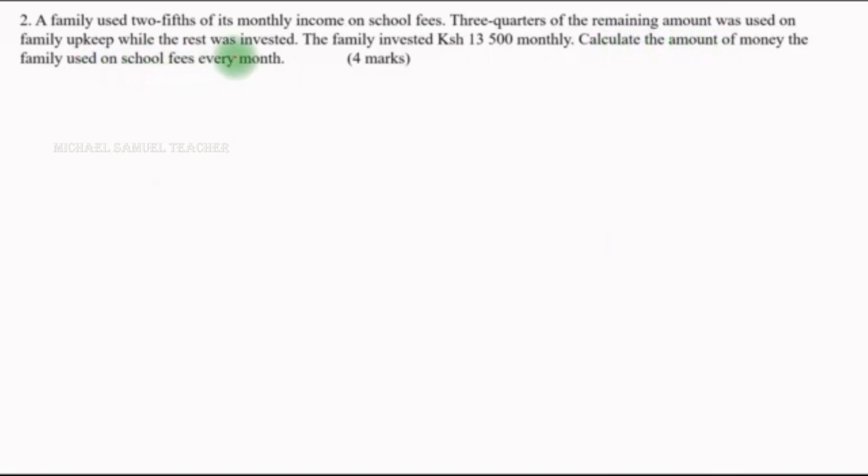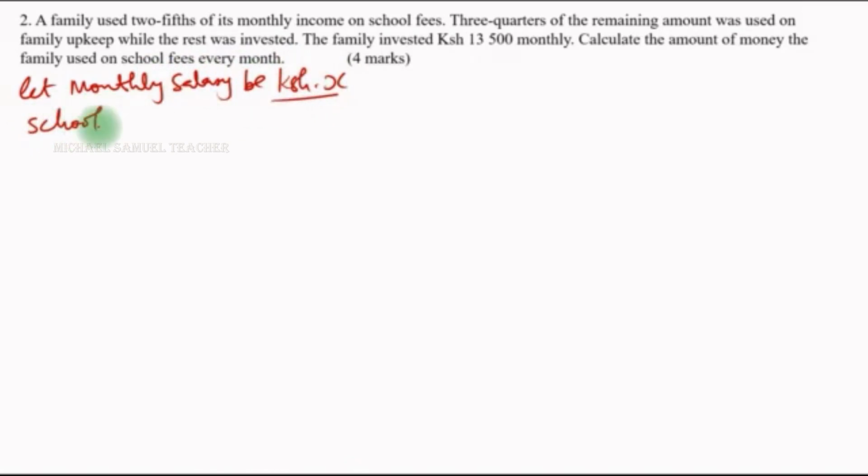Alright. In our case, we don't know actually the salary the family was earning. So we can say, let the monthly salary be X shillings. Then the amount spent on school fees.